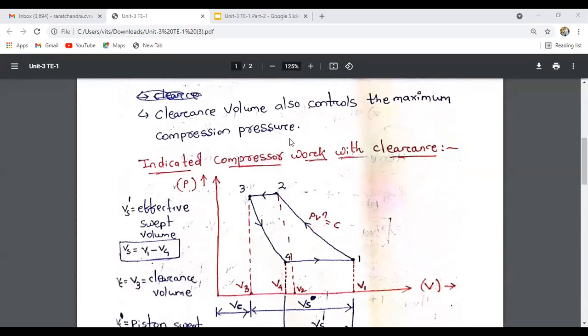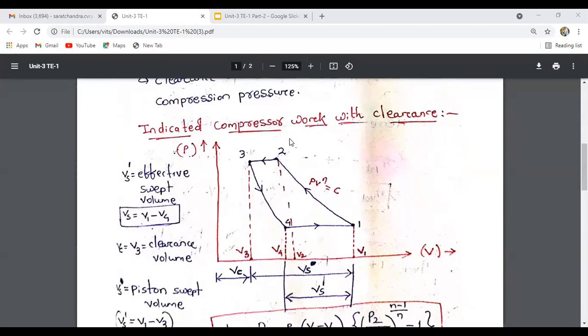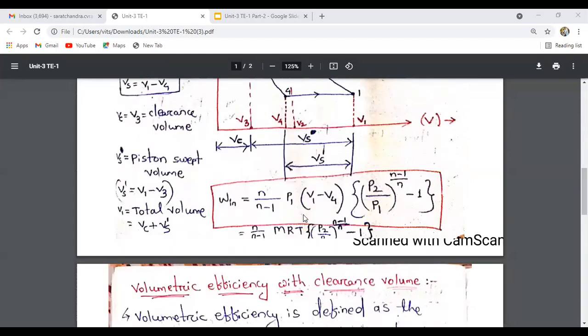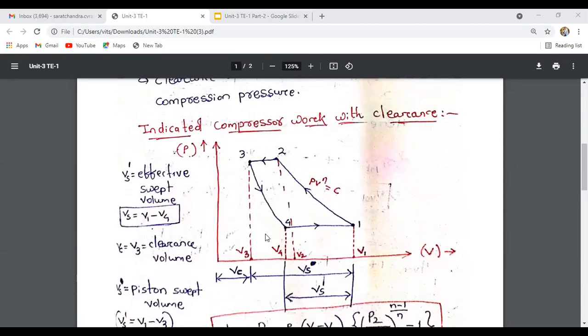Now next we are going to see, if we are providing clearance volume, what will be the formula of work input. In terms of temperature, the work input formula will remain the same. This formula we have already discussed: n by n minus 1 mRT, (P2 by P1) to the power (n minus 1) by n, minus 1. The formula will remain the same in terms of temperature. But if we see what this mRT is, it is nothing but P into V. This volume formula will change here. How this volume formula will change, we are going to discuss.